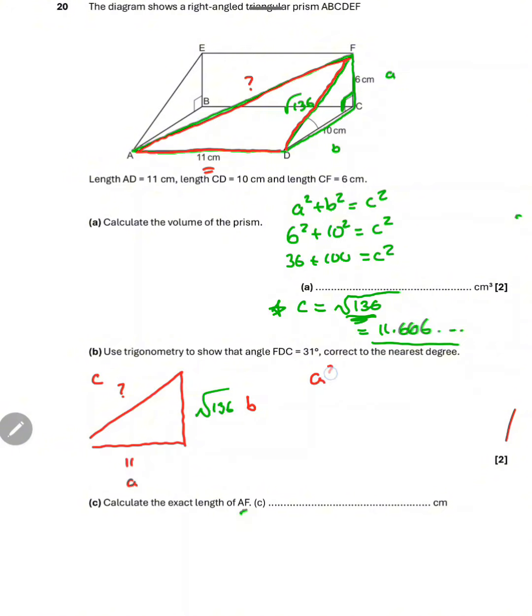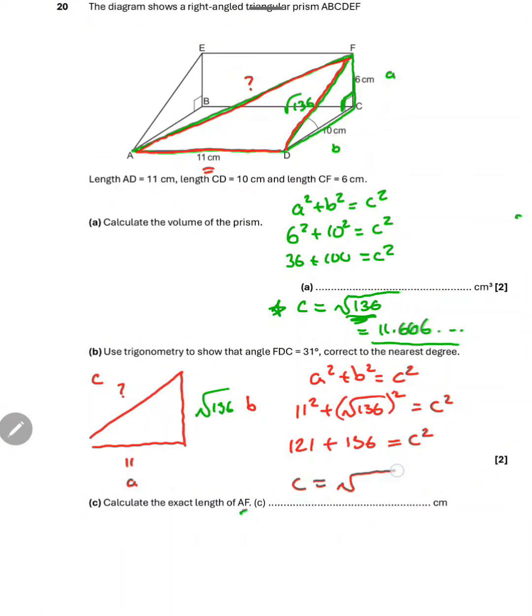So we start again. A squared plus B squared equals C squared. 11 squared plus root 136 squared. Root 136 squared will just be 136, but I'll leave it in there so you can see. Equals C squared. What we get is 121 added to 136 equals C squared. C must be the square root of 257.